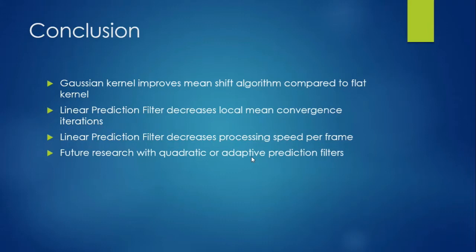For future research, we could look into, instead of using a linear prediction filter, using a quadratic filter or an adaptive prediction filter. These both will require more processing power due to more extensive calculations. However, they should improve that starting location, especially the adaptive filter.